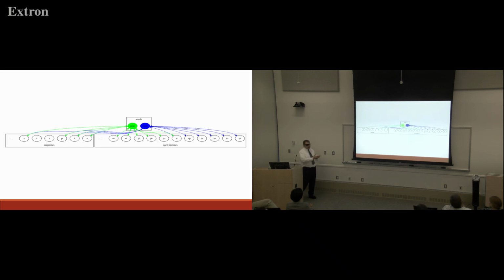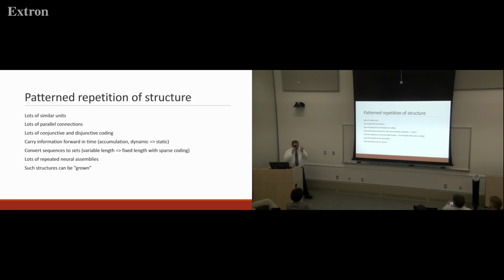Now, if you want multi-syllable words, which I'm sure you do, I do, then you'll need to face the problem of concatenation. And I think that is the next big problem that we have to face. I'll come back to that in a second. So what we see here is really the patterned repetition of structure. We've got lots of similar units. We've got lots of similar circuits. The circuits are basically the same, except shifted one over. And you can grow that.